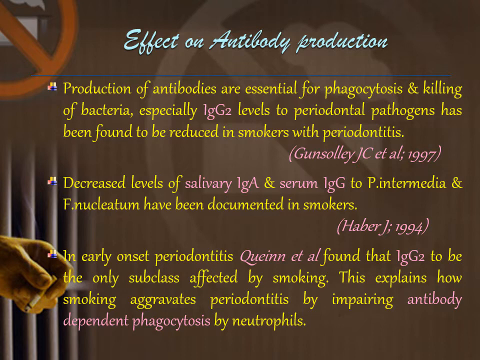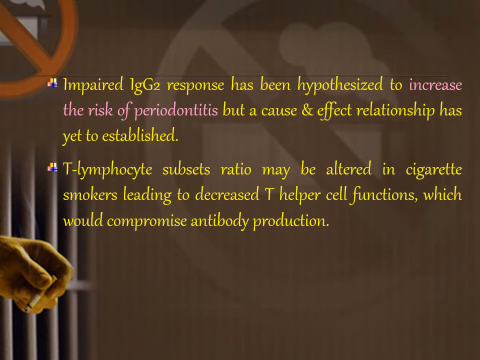Now, effect on antibody production. Production of antibodies is essential for phagocytosis and killing of bacteria. Especially, immunoglobulin G2 level to periodontal pathogens has been found to be reduced in smokers with periodontitis. Decreased levels of salivary IgA and IgG to PI and FN have been documented in smokers. In early onset periodontitis, Quinn et al. found IgG2 to be the only subclass affected by smoking. This explains how smoking aggravates periodontitis by impairing antibody-dependent phagocytosis by neutrophils.